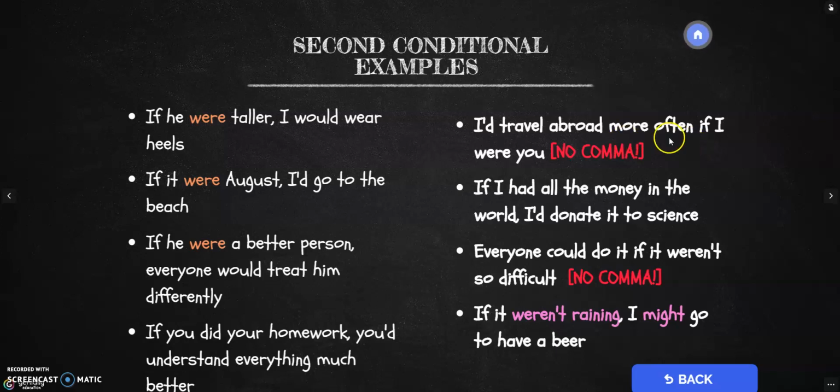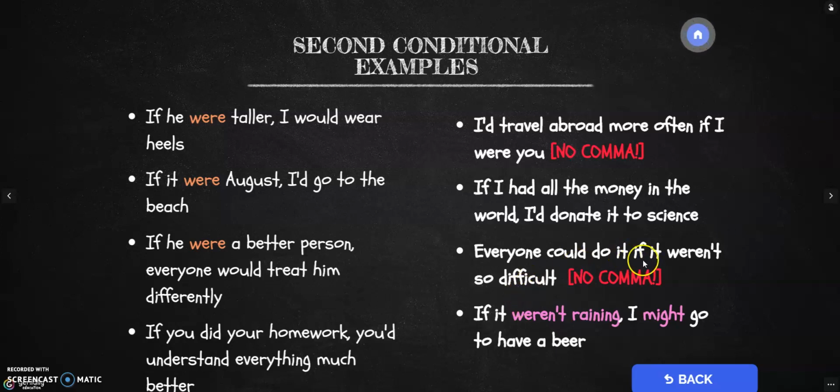And I'm not using a comma because I have inverted the order. And I'm placing the conditional clause at the end. If I had all the money in the world, I'd donate it to science. Si tuviera todo el dinero del mundo, lo donaría a una ciencia. I guess that now with the examples you can see why the second conditional is called unreal conditional, because you're talking about hypotheses, you're talking about unreal situations in the present.